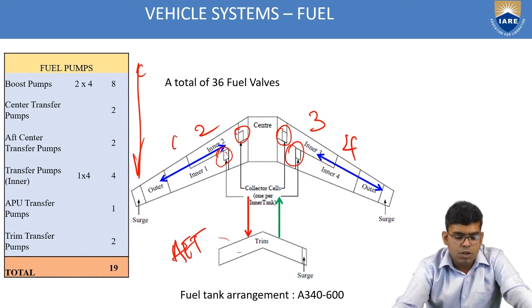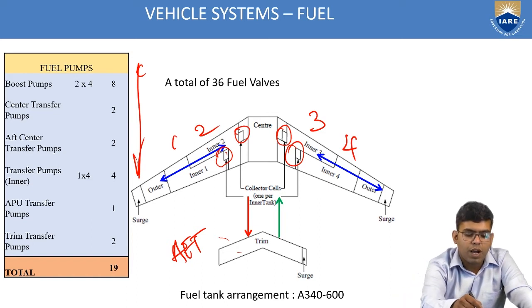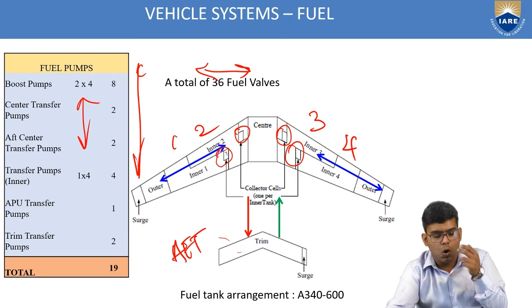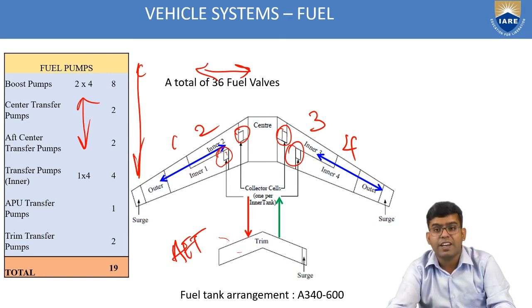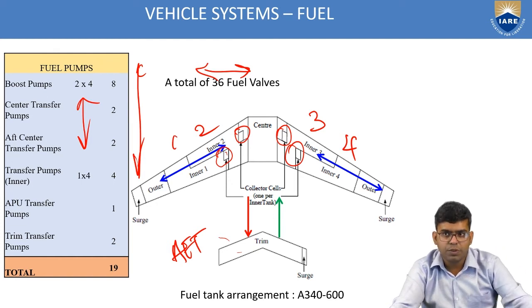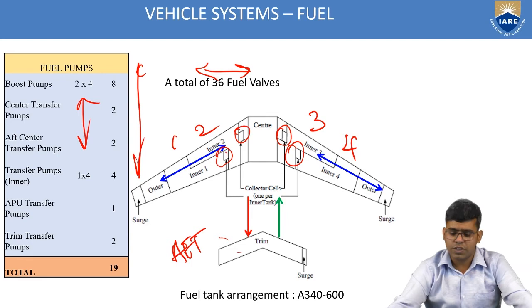Apart from these, you would be needing hydraulic subsystems, which are pumps, and you also would be needing fuel valves. So the Airbus A340, to operate its course, has a total of 19 different fuel pumps, which are boost pumps, central transfer pumps, aft transfer pumps, and APU transfer pumps, and a total of 36 fuel valves.